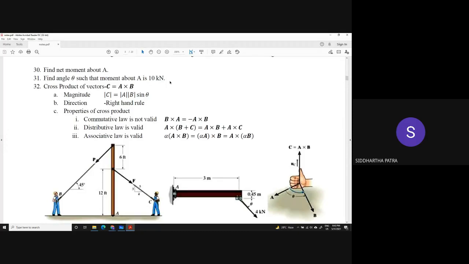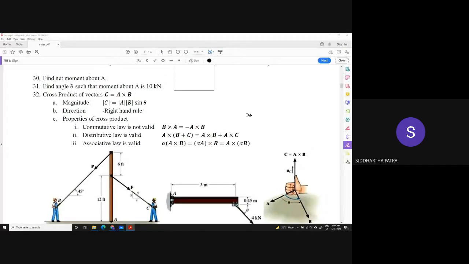So what angle should give us a normal distance of 2.5 meters? You see, the force is 4 kilonewton. The moment is supposed to be 10 kilonewton meter. So the normal distance on the line of action of the force from A. Sir, do we have to use the Pythagoras theorem? You can use that. Absolutely, fine.